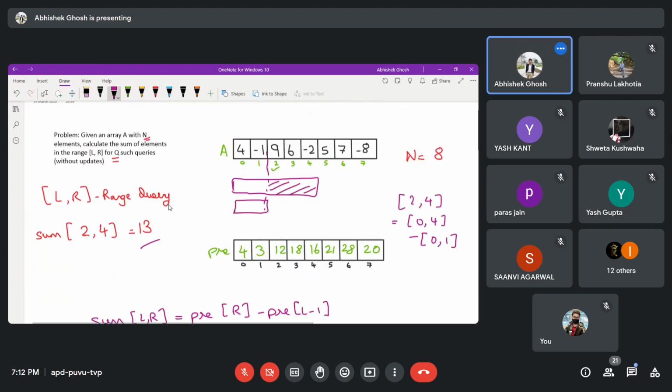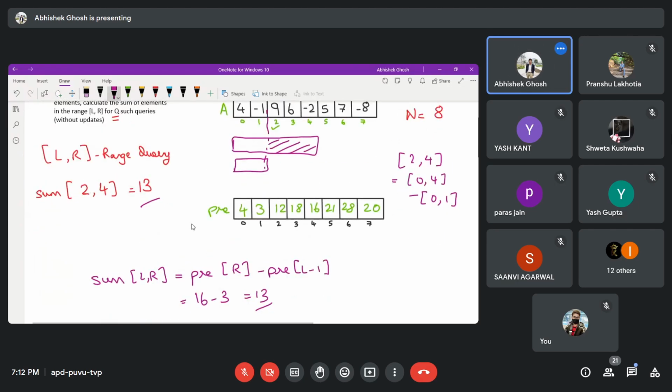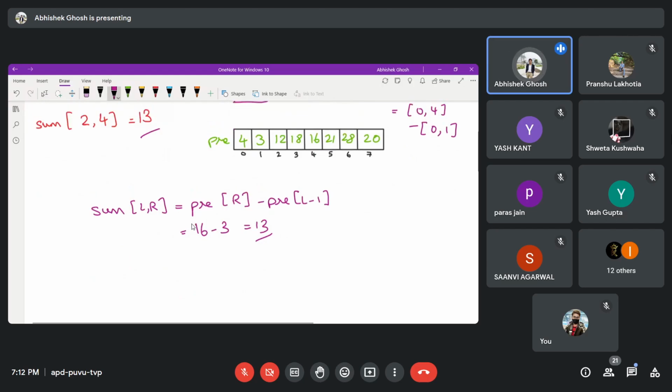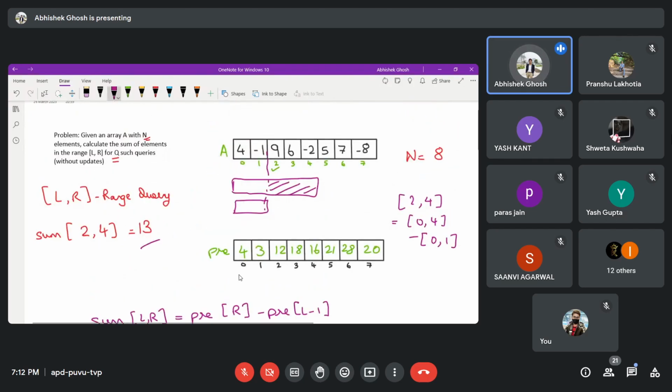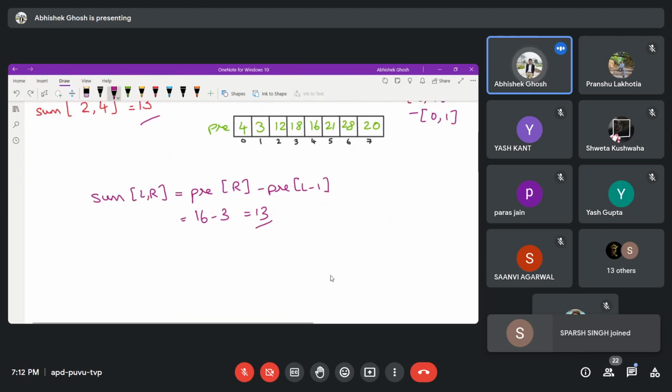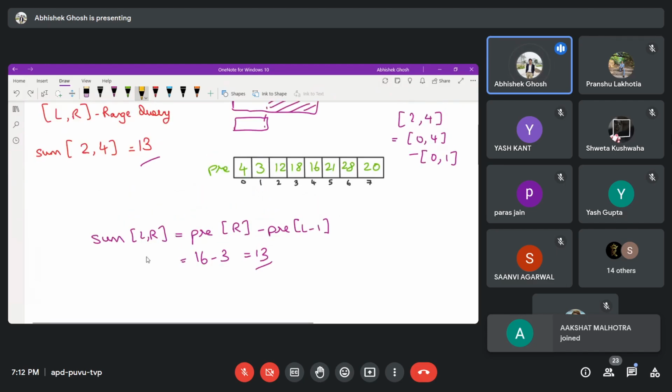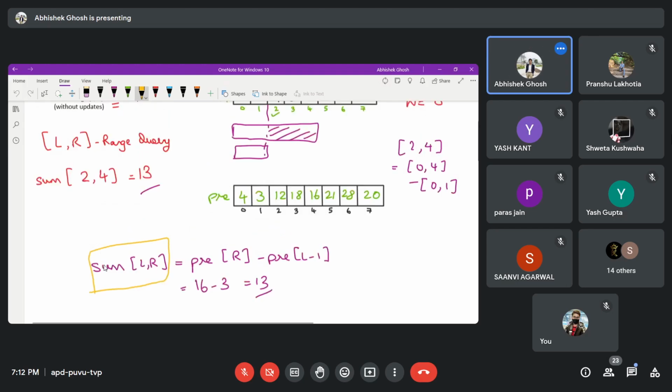So what is the complexity of this approach? The building of a prefix sum array will take order of n time, right? We are simply creating an array, iterating from the start right up till the end. And for a query, we are answering each query in constant time. Because we have already computed these values, all we need to do is subtract, and subtraction is a constant time operation. So sum of L to R was obtained in constant time using prefix sum.